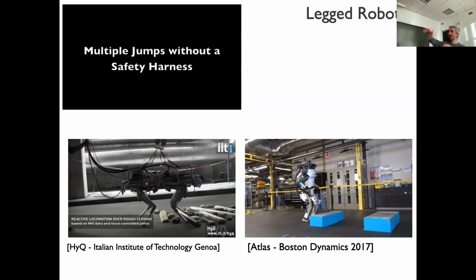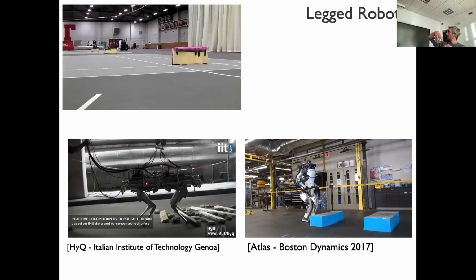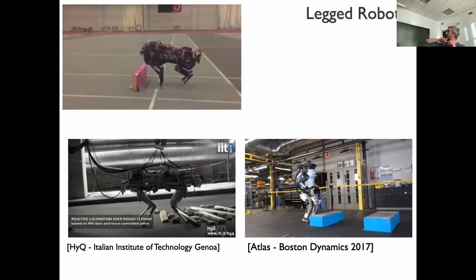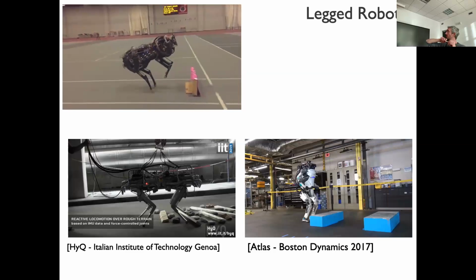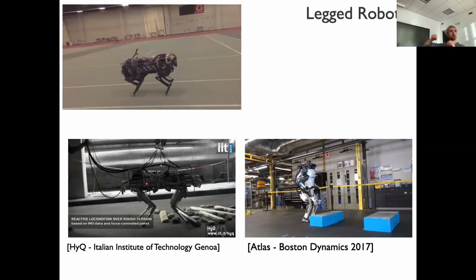So the robot is detecting the obstacles using probably a laser scanner, and is figuring out when to jump and how to jump in real time. Everything is done using numerical optimization techniques. So it's quite similar to what we're going to see in this class.